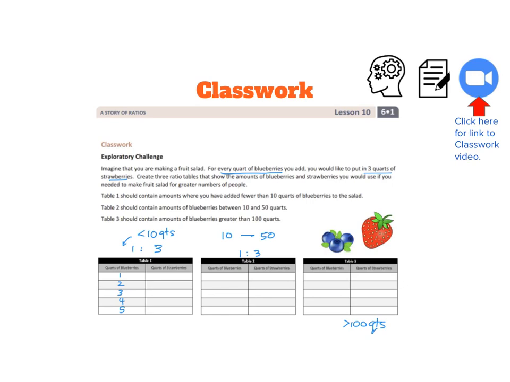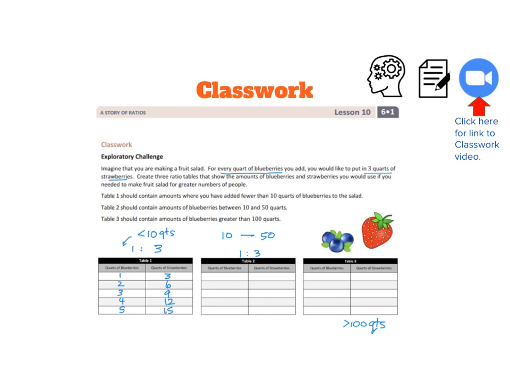So the 1 to 3, if I have 1 quart of blueberries, that means I'm going to have 3 quarts. So that's just the standard ratio that we set. If I double the 1, then 3 plus 3, or 3 times 2, is going to give me 6. 1 times 3, 3 times 3. 1 times 4, 3 times 4. And 1 times 5, 3 times 5. So smaller quantities, still that's quite a bit.